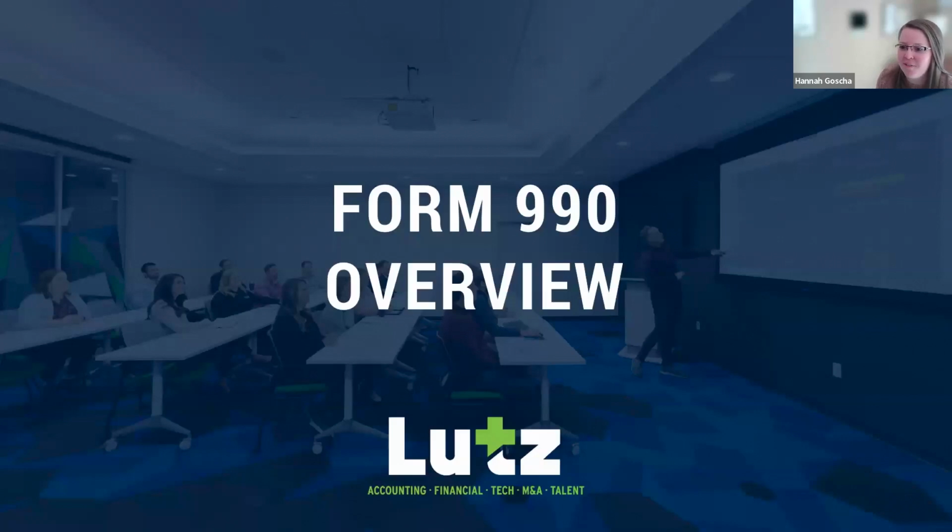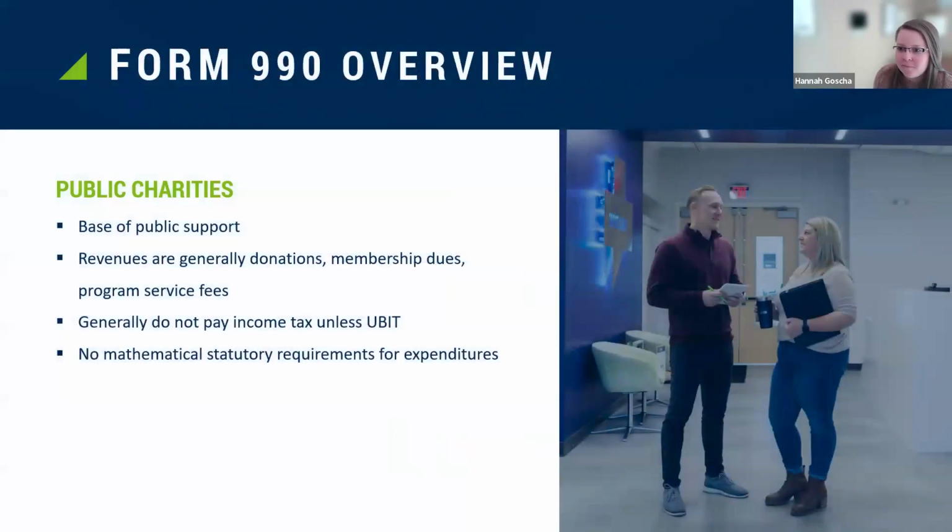Okay, so 990 overview. We have two different types of tax-exempt organizations. The first is a public charity, which receives its public support from a broad base of donors. Typically, this is going to be revenues from donations, membership dues, and program service fees. Generally, they do not pay any income tax unless they have that UBIT income that we'll talk about a little bit later. And unlike private foundations, there's no requirement for a certain amount of expenditures that they have to spend each year.